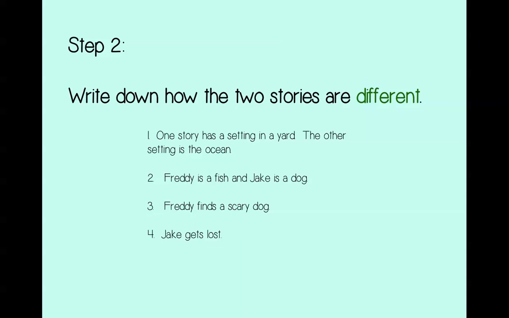Number 2, Freddie is a fish and Jake is a dog. That's another difference. Number 3, Freddie finds a scary dog. And number 4, Jake gets lost. They both had different problems. Freddie encounters a scary dog. That's his problem, and he wants to go home. And then, I have that reversed, actually. Jake finds a scary dog, and Freddie gets lost.